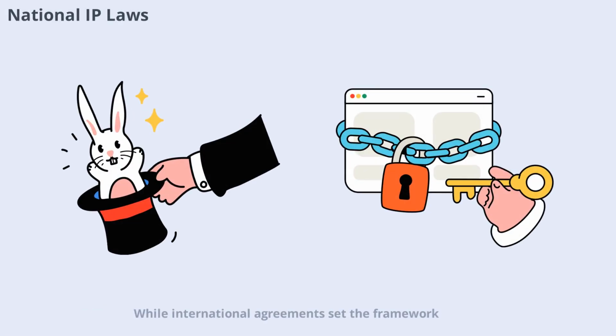While international agreements set the framework, each country has its own IP laws and enforcement systems. These laws can vary widely, affecting how IP is protected and enforced. Businesses must understand the legal landscape in each market they operate in to ensure their rights are safeguarded. Navigating different national laws can be complex, but it's essential for successful international trade.